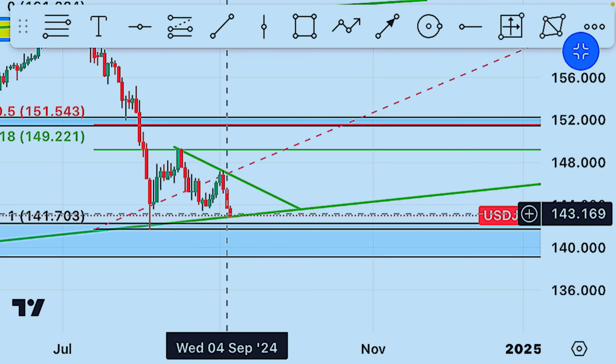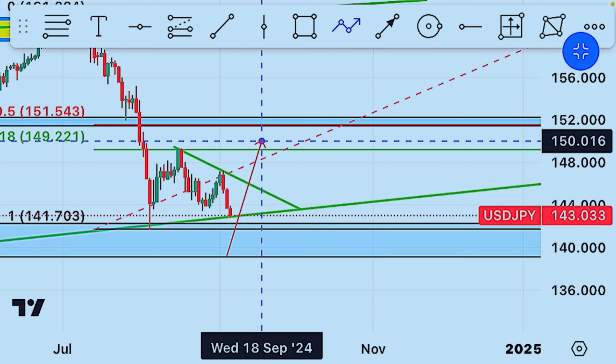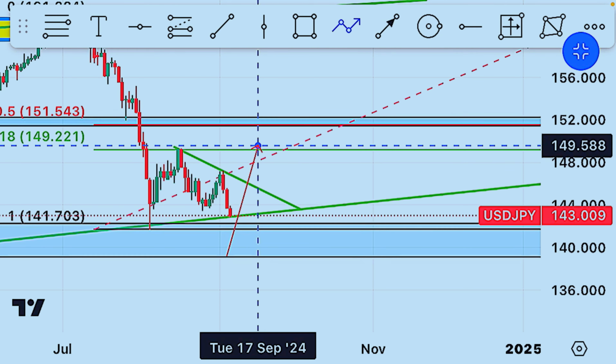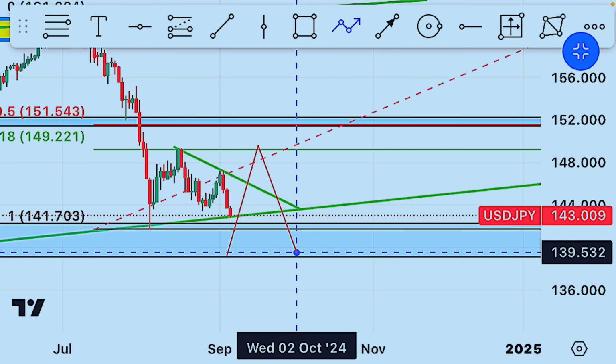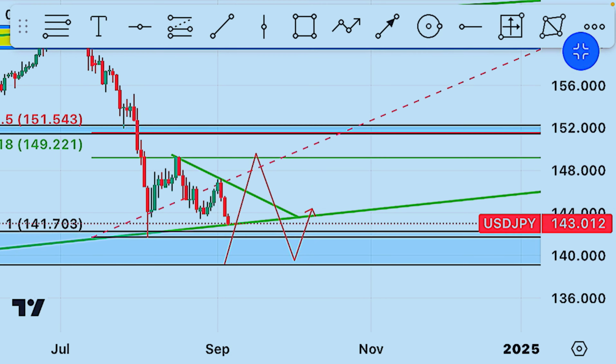So all I want to do is wait for this market to break out of this support, or you can call it demand level. At the retest of this demand level, that's when I will be looking to buy this market.